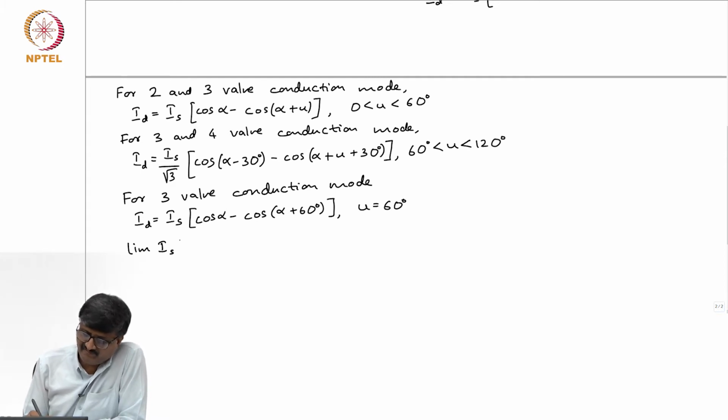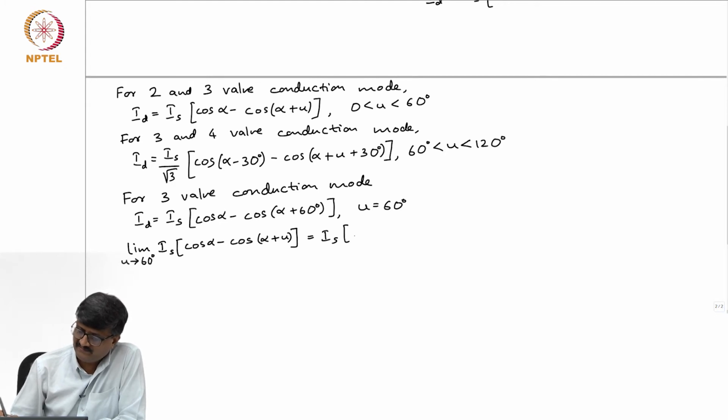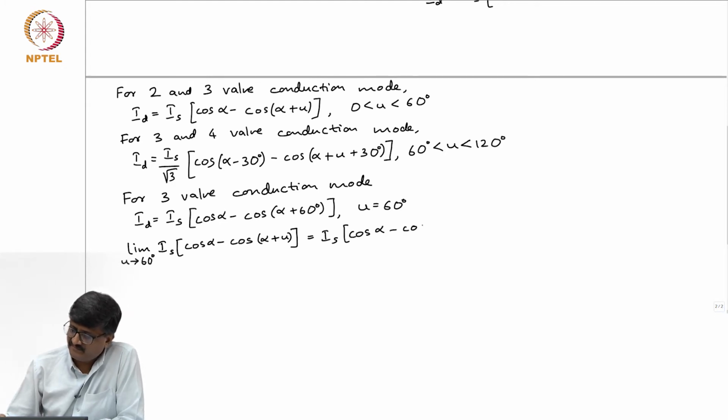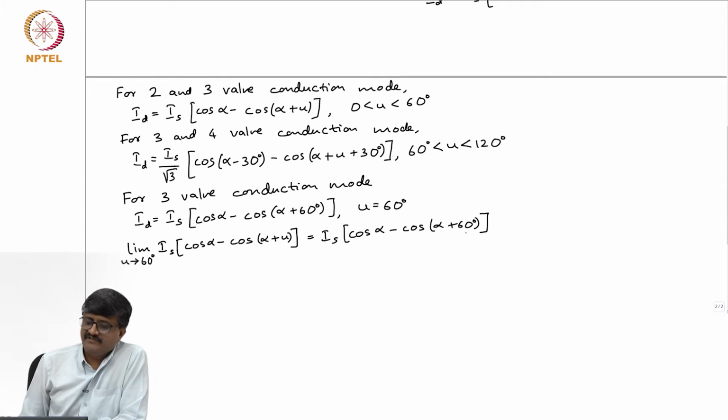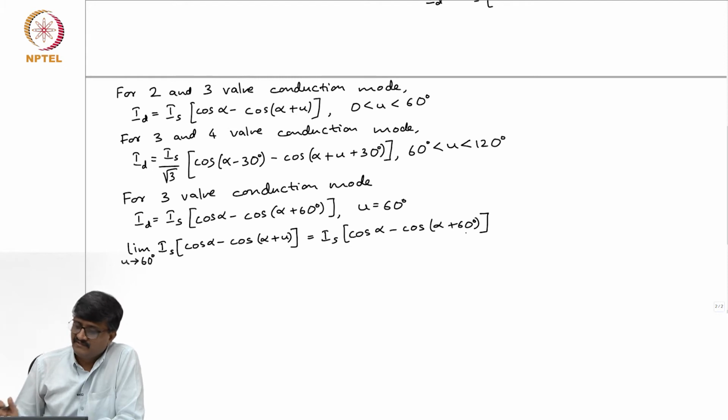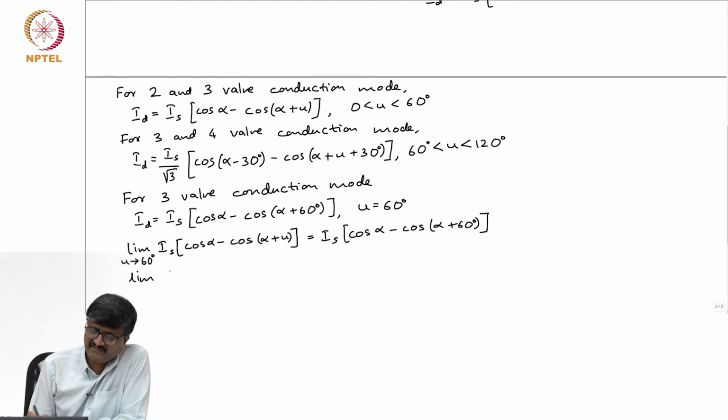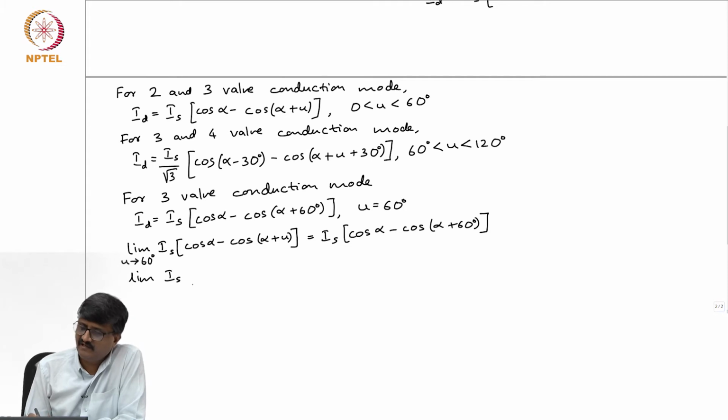So if I take the limit of IS cos alpha minus cos alpha plus u, as u tends to 60 degrees, it's easy to see that this is equal to IS cos alpha minus cos alpha plus 60 degrees. So the equation which is derived for u less than 60 degrees is actually applicable for u equal to 60 degrees also.